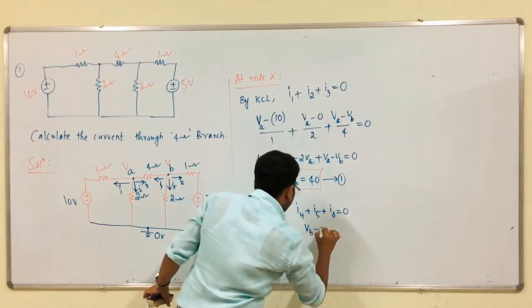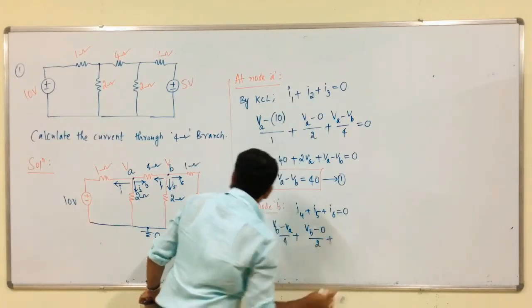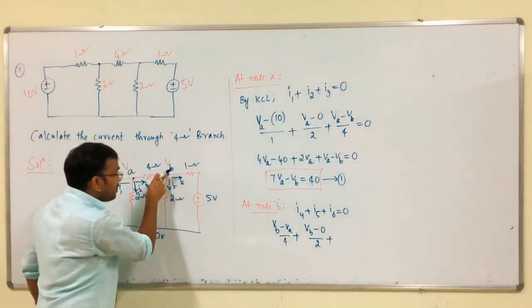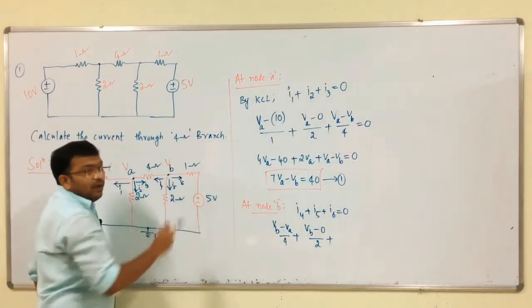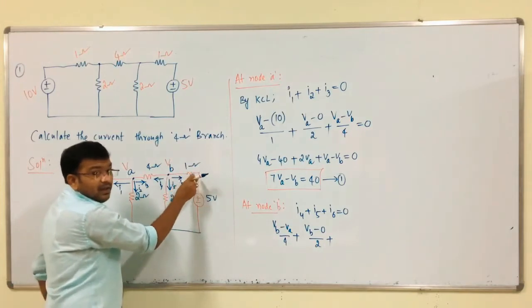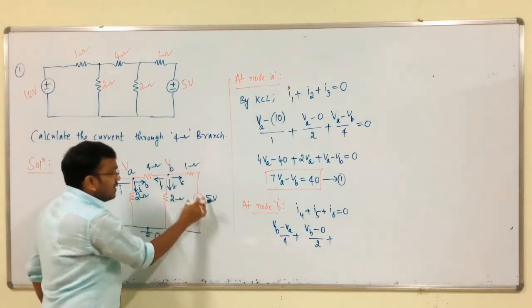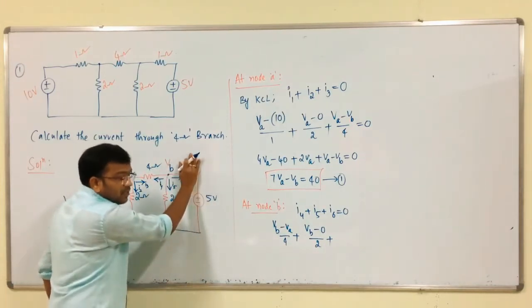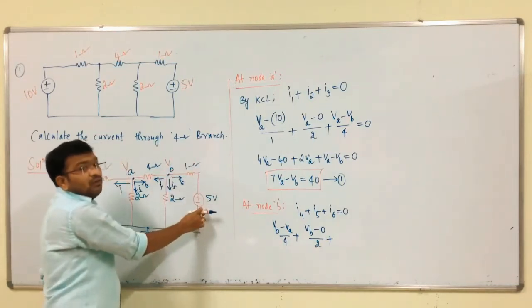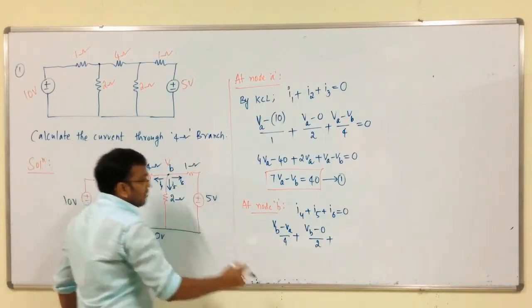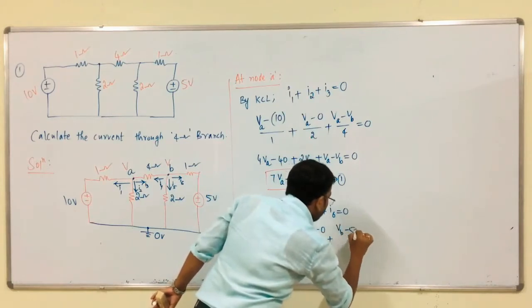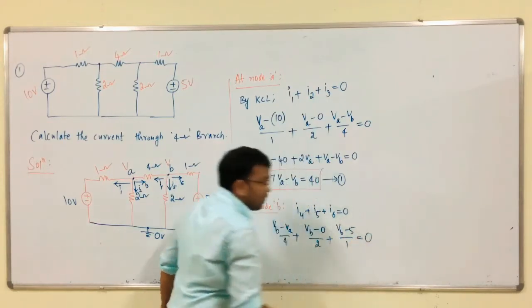VB minus 0 by 2 ohms, plus coming to I6, VB minus 5 by 1, because there is a resistance branch between this VB and this voltage source. If there is no resistance branch, obviously this VB should be equal to 5 volts. That is VB minus 5 by 1, which is equal to 0.